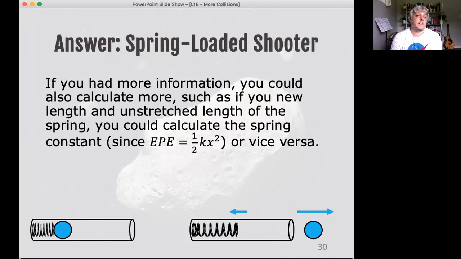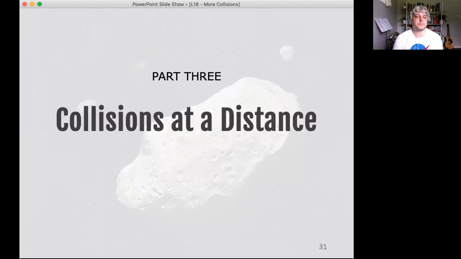If you had more information, there's a lot more we could calculate as well. If we knew the spring constant, we could figure out how far the spring must have been compressed, because we know that the elastic potential energy is equal to a half kx squared, or vice versa. If you knew the unstretched length and the length it was squished to, then you could figure out the spring constant. So we could figure out more information if we had a little bit more info as well. So there's a lot of analysis we could do on scenarios like this.